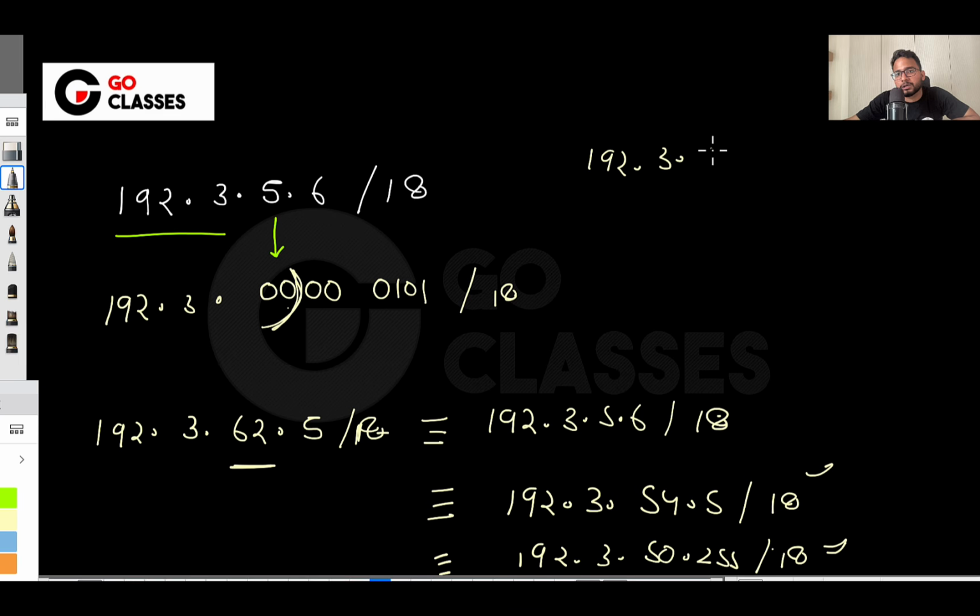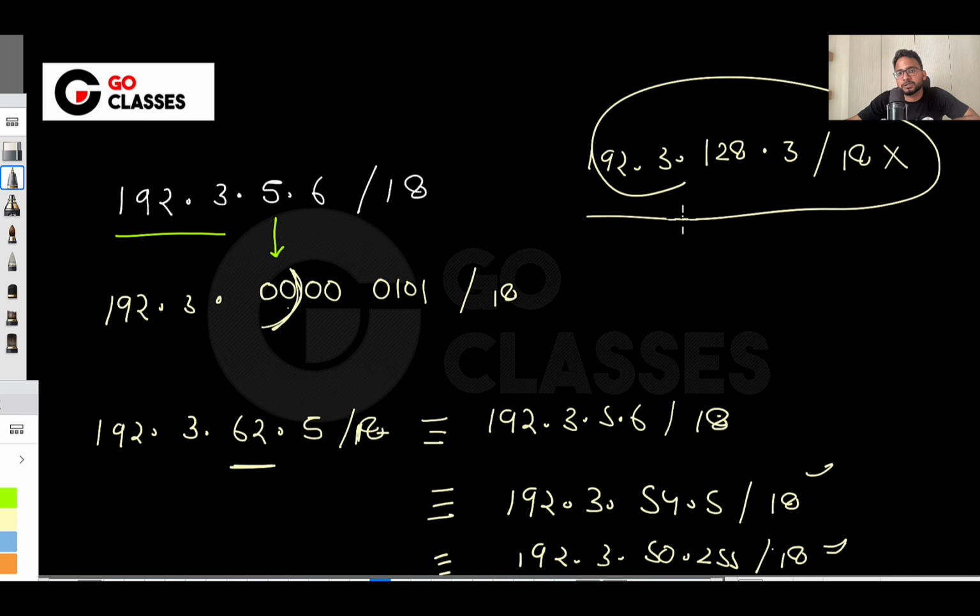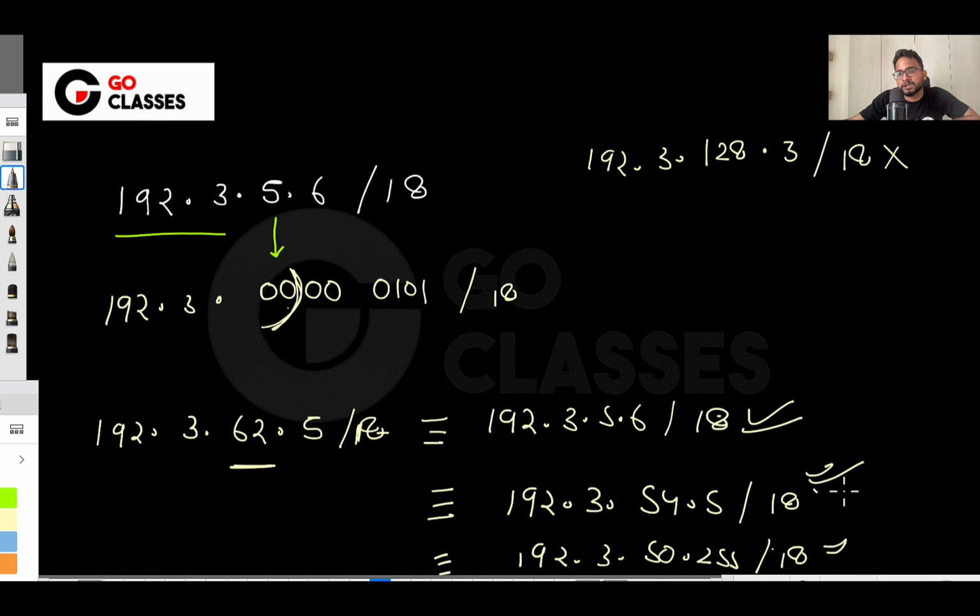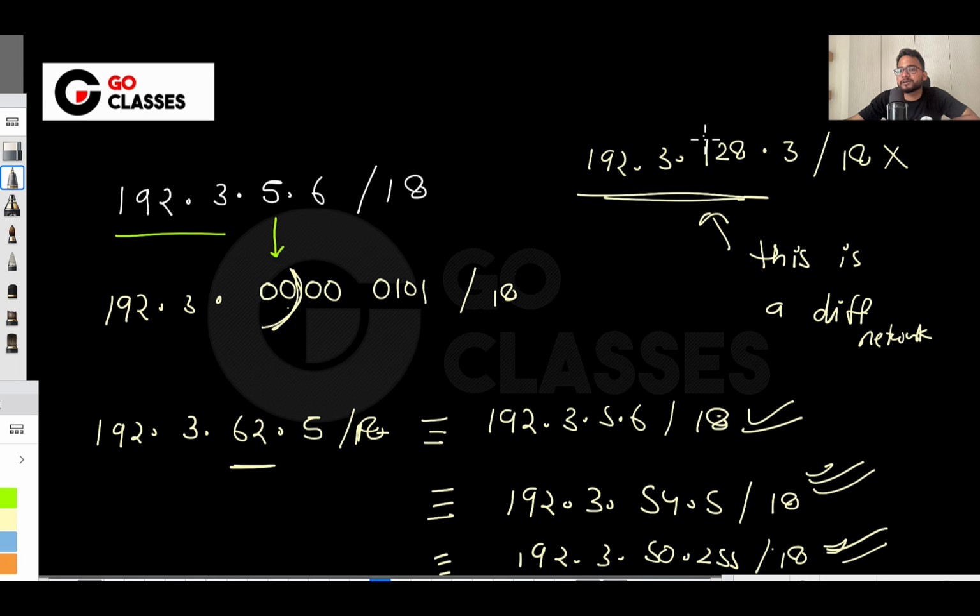Is this also good? 192.3 dot, let's suppose 128.3 or something like this, /18. No, this is not same, okay? This is a different network, right? So all of these are same, but this is a different network. Why? Because here the network ID itself is different. Here the network ID will be having first one, right? Network ID itself is quite different. I hope you understood. So this is a completely different network.